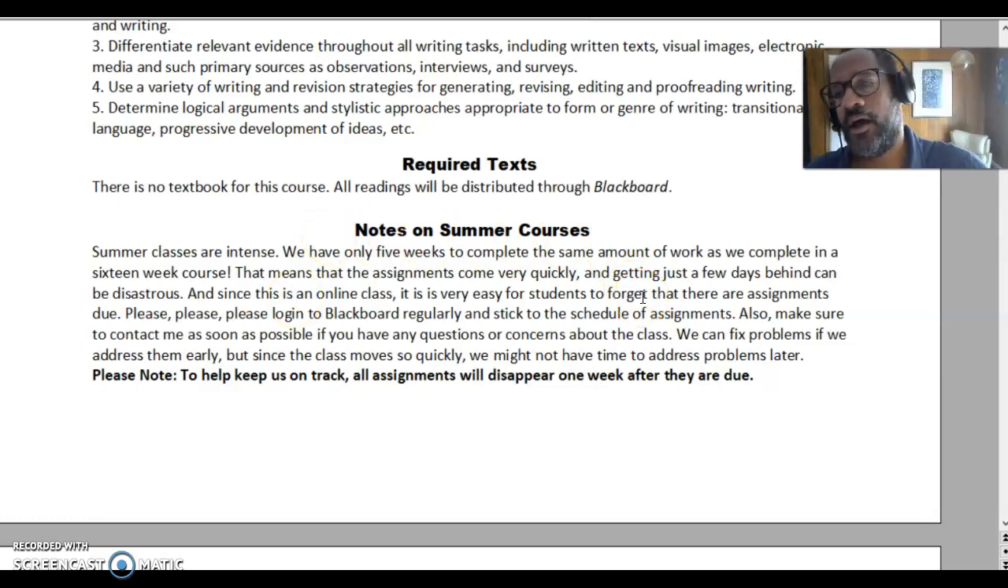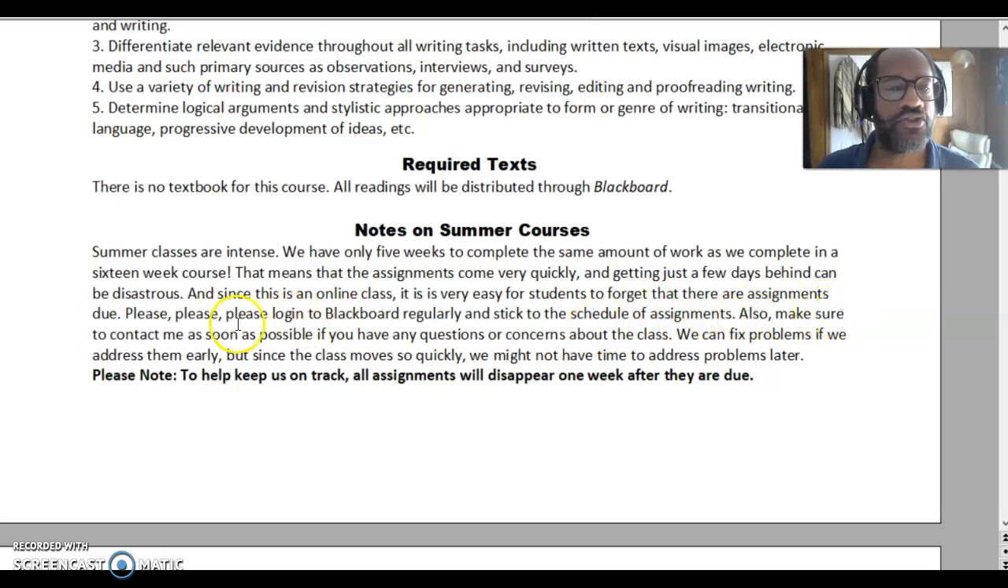You should really be logging in daily. If you don't log into Blackboard for 3 or 4 days, you're going to go, oh, wait, I'm behind. You'll see when I get to the schedule that we have assignments due every day during the week. And so you want to make sure you're always logging in and checking on that.